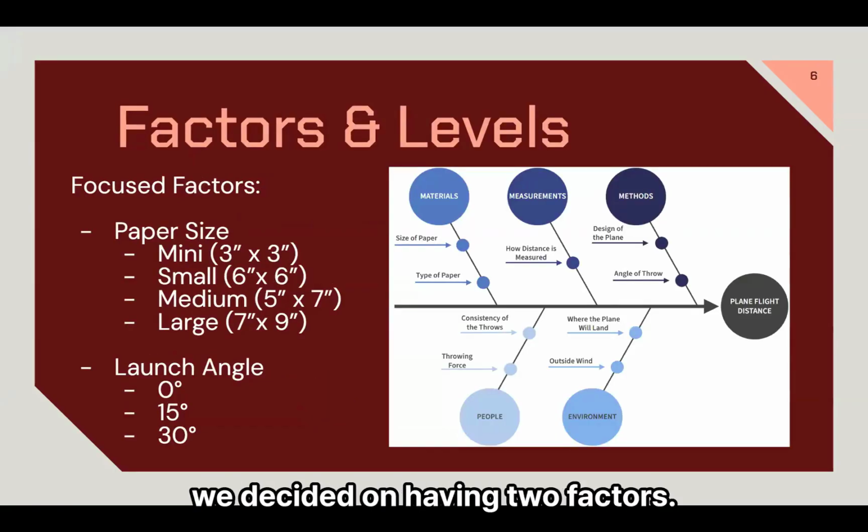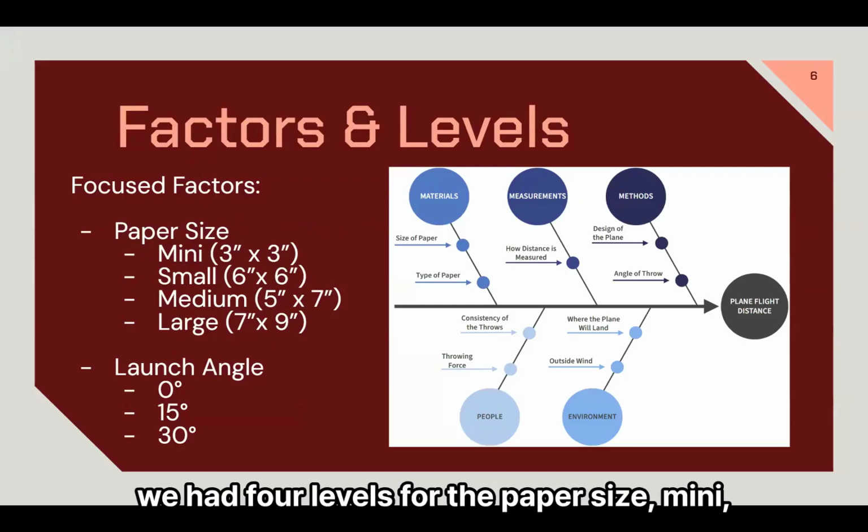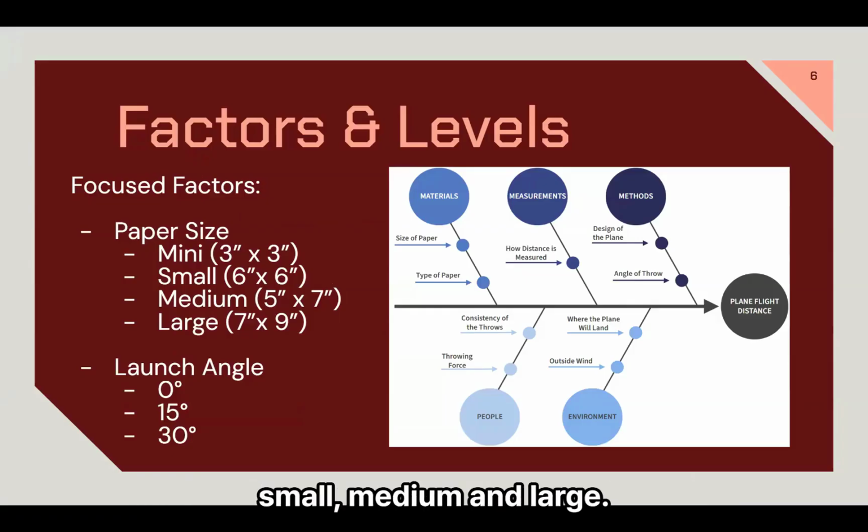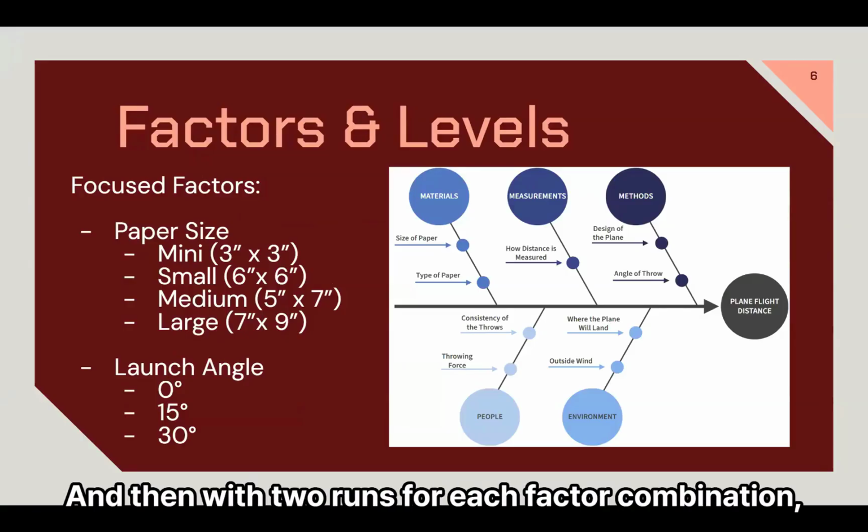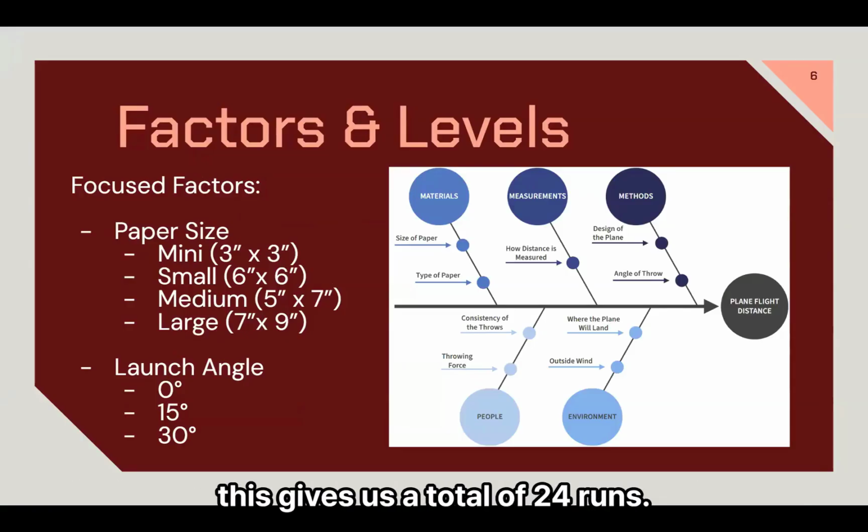So for the experiment, we decided on having two factors, one for the paper size and another for the launch angle. For these factors, we had four levels for the paper size: mini, small, medium, and large, and three for the angles, which were 0 degrees, 15 degrees, and 30 degrees. With two runs for each factor combination, this gives us a total of 24 runs.